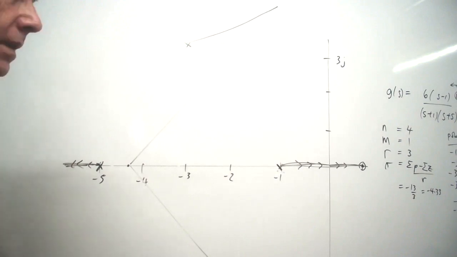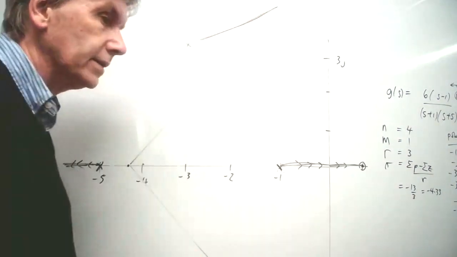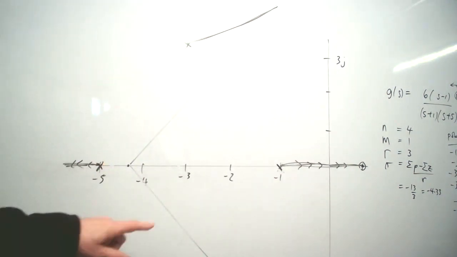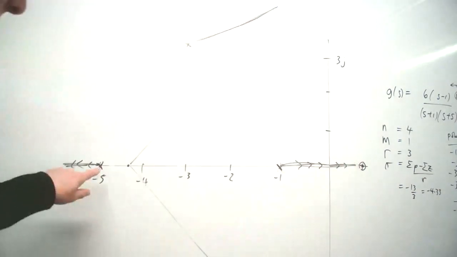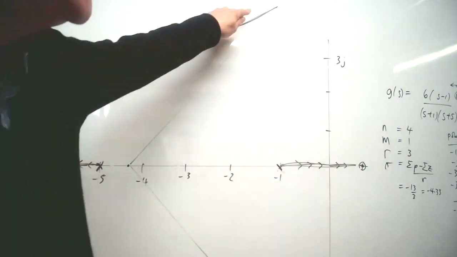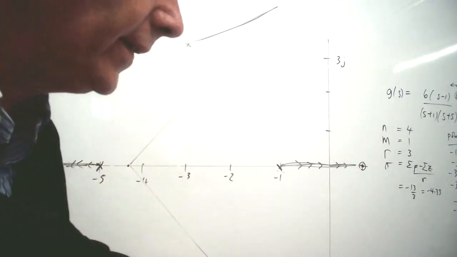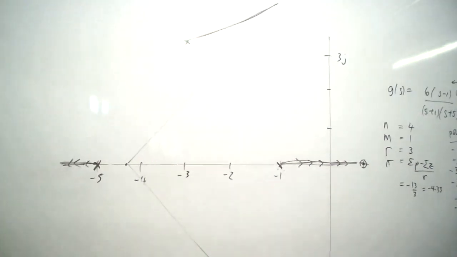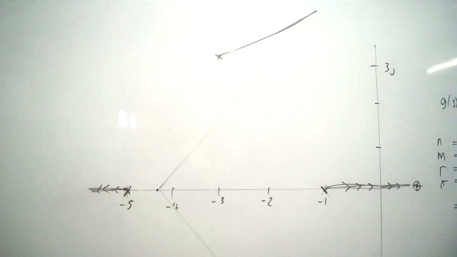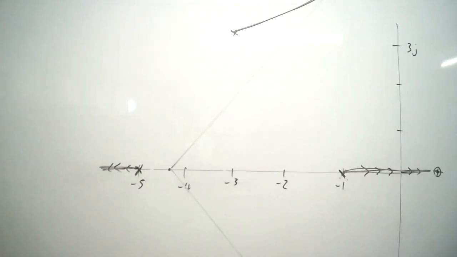The lighting's not good for this, but anyway, that's what it looks like. So 1 goes that way. I've probably done this too big. A bit smaller would have been better. This one goes up, approaching this asymptote, and there's an asymptote going down there, and the other one goes down, approaching it, like that. And that would then be the root loci sketch for the system.